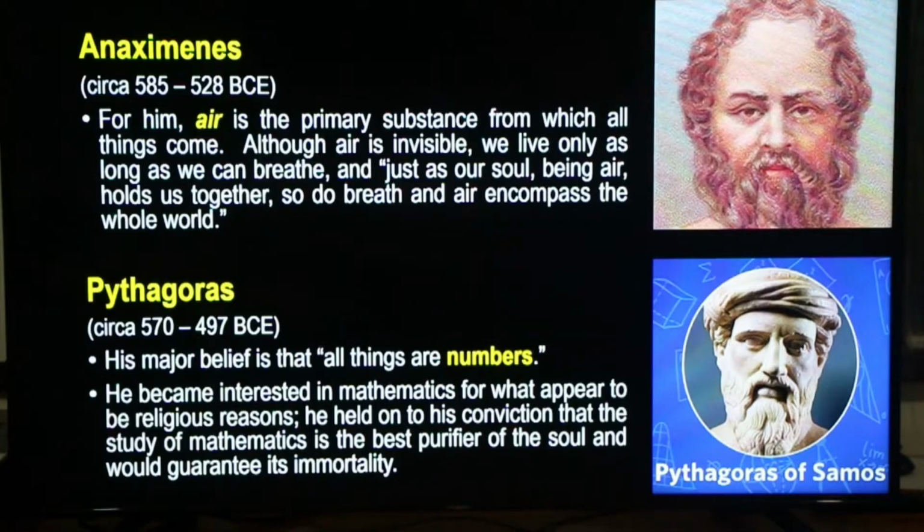while Pythagoras believes that all things are numbers. We know Pythagoras as a mathematician, right? But prior to him being a mathematician, he is primarily a philosopher, and he became a mathematician because his philosophy focused on numbers. He became interested in mathematics for what appeared to be religious reasons. He held on to his conviction that the study of mathematics is the best purifier of the soul and would guarantee its immortality.